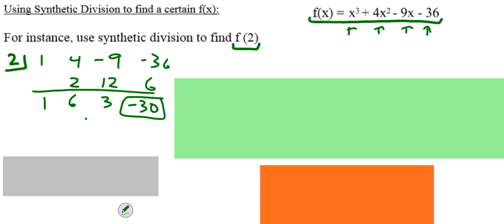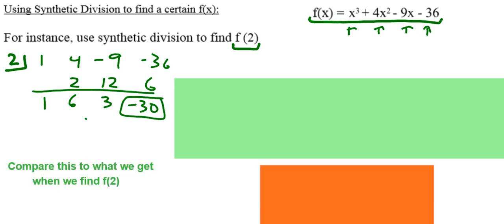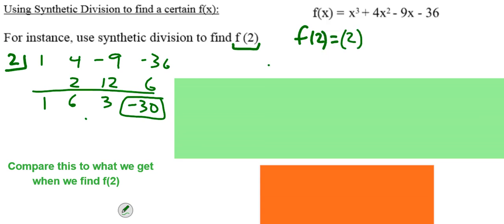So you're like, okay, what did we just do? Well, let's stop and see what we just did, because we're going to compare that -30 to what we would get if we actually did plug in 2 into this polynomial over here. So let's go ahead and find what is f of 2. Let's plug in the 2 for every single time we see the x, right? And let's see what we get.